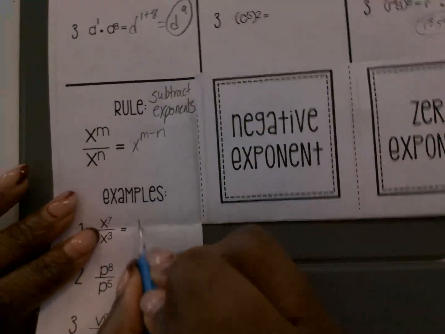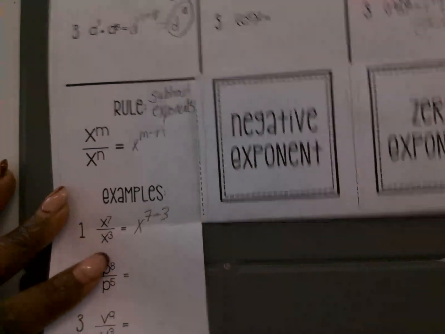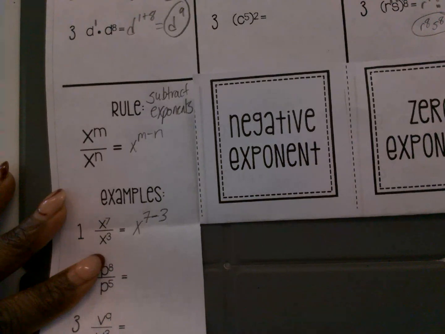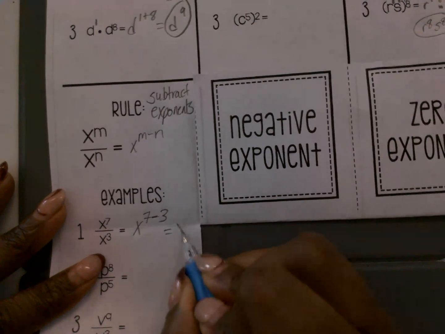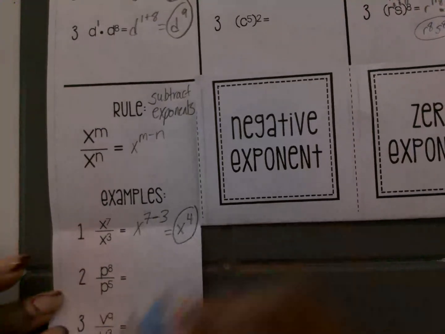Top exponent here is 7. Minus 3, the bottom exponent. This gives us x to the 4th power. Try the second one.